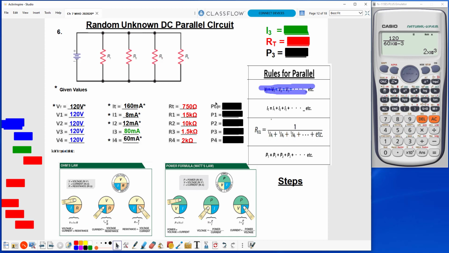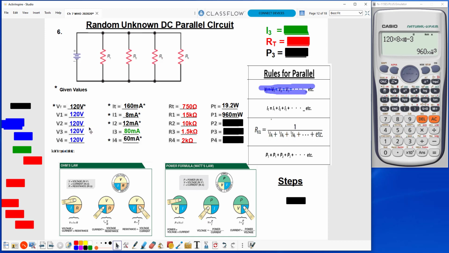All right, now we'll do our powers. PT is equal to IT times VT. So I'm going to put my voltage in there, 120 times 160 milliamps. Gives us our PT of 19.2 watts. P1 is equal to 8 milliamps times 120 volts. So we will change this 160 to an 8. It equals, in engineering, 960 milliwatts.